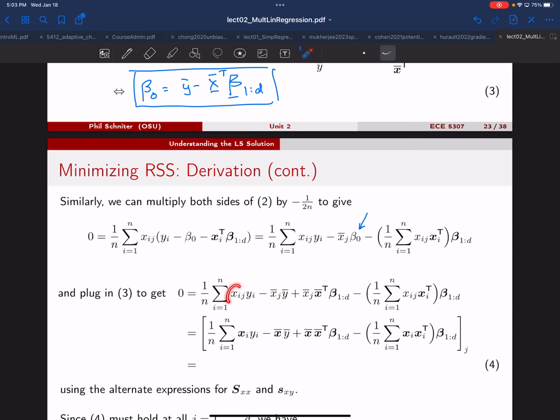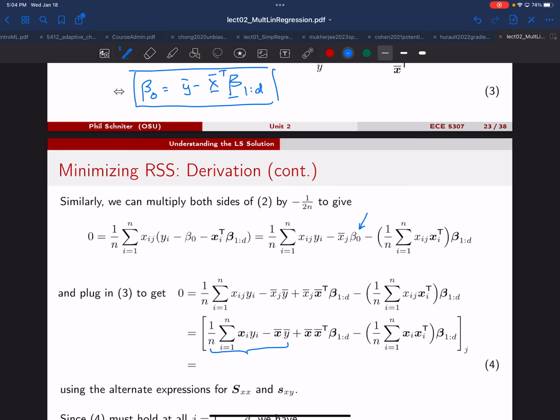Similarly, this is the jth entry of this vector. This is a vector of all the different features for sample i. And same thing happens here. This is the jth entry of this column vector. So that allows us to rewrite these things in terms of more familiar quantities, which we've seen before. And finally, we can actually use some of the expressions we derived. Does anybody see, for example, this thing? Does that look familiar? SXY. Yeah, that's our SXY.